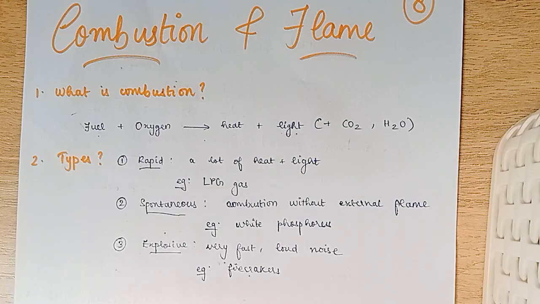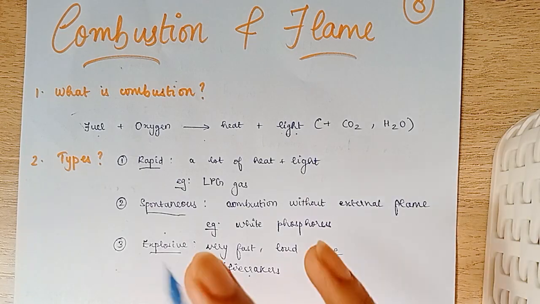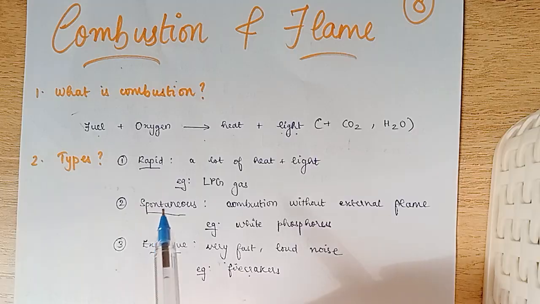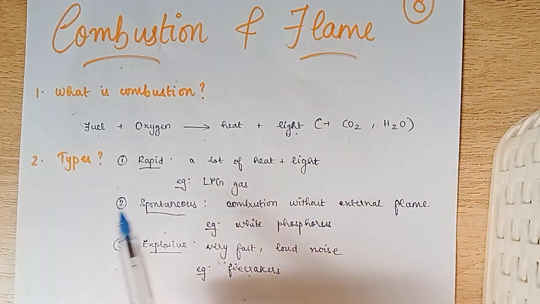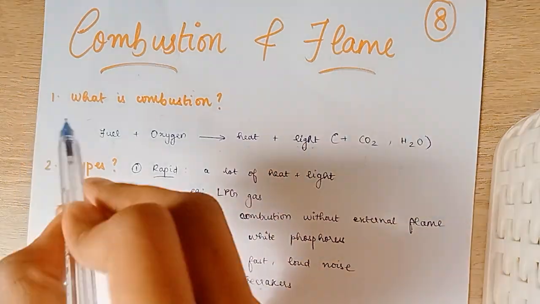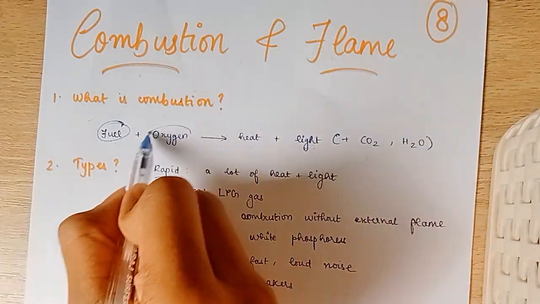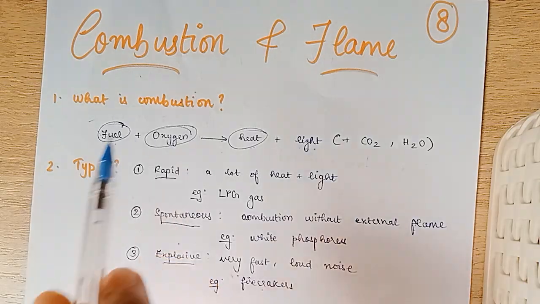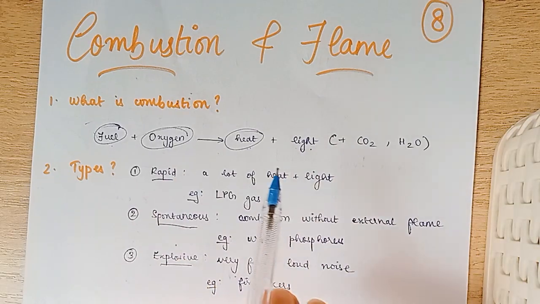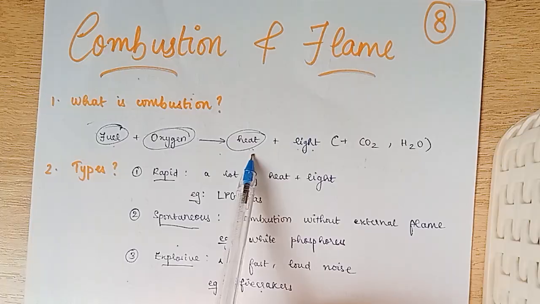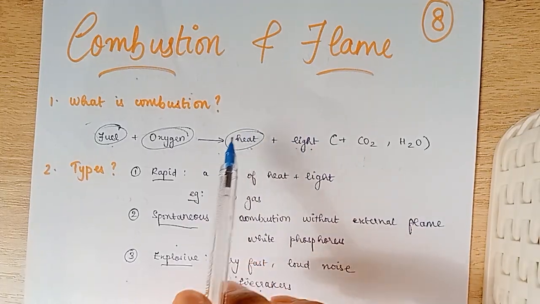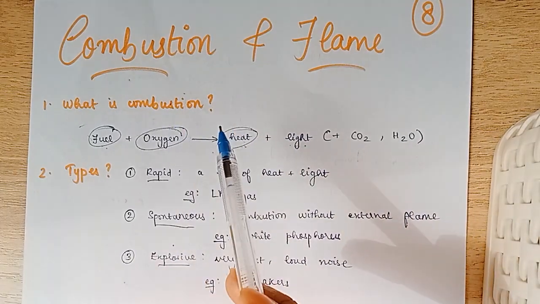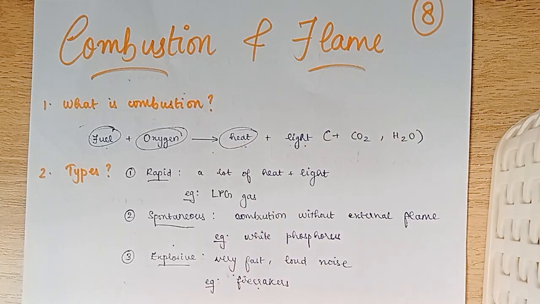Now, to start and to continue the burning, 3 things are needed, and those 3 things are called the fire triangle. What are the 3 things? Fuel, oxygen, and heat. If any one of them is not there, then combustion will not happen. Heat is needed to reach the ignition temperature. We'll learn what ignition temperature is later.